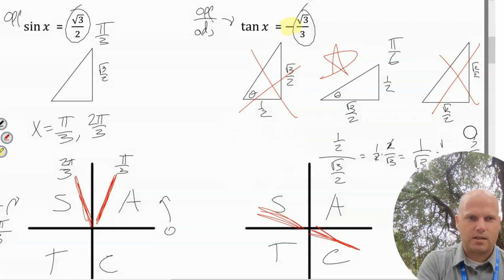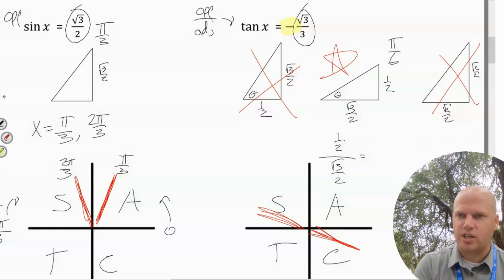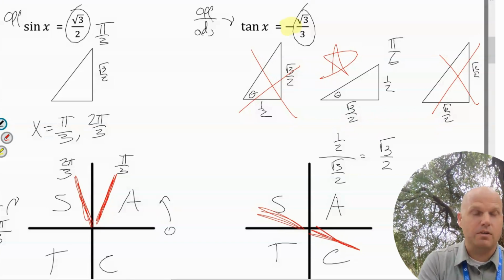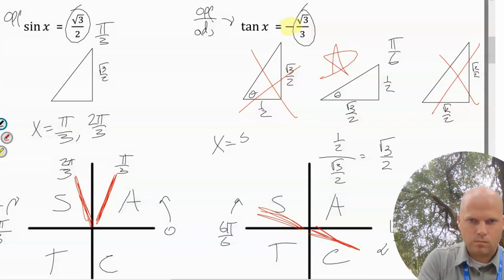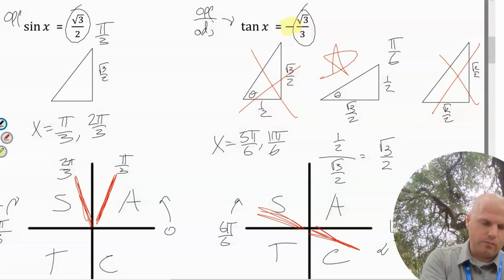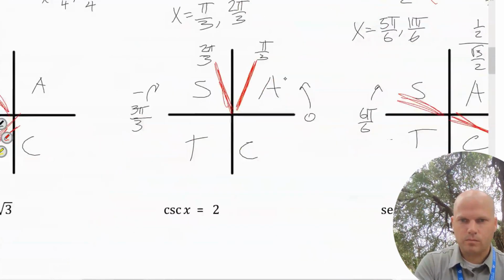How do I know that? 6 pi over 6 minus 1 pi over 6. 12 pi over 6 minus 1 pi over 6. Cool. Plus 2 pi n if they say all solutions.